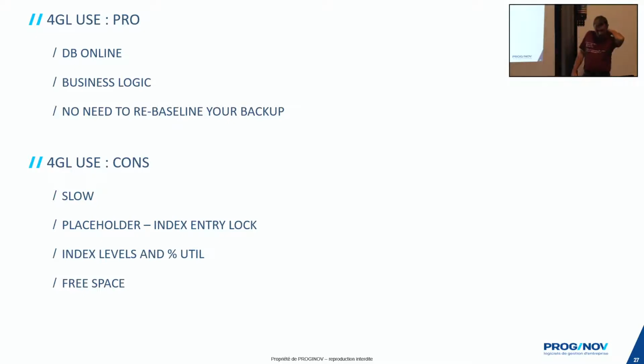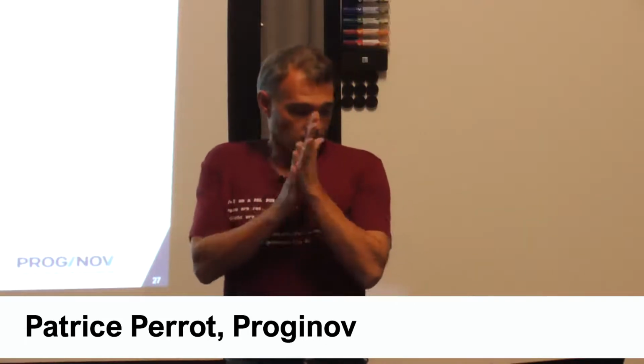Here are some advantages and disadvantages of 4GL processes. They could be online, which is one big advantage. The other users could work at the same time. You could add controls to align your process with your business rules. For example, you can delete the order lines where the order date is under a specific date. You don't need to rebaseline your backup or your replication target.